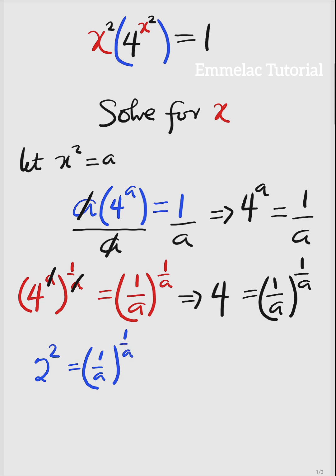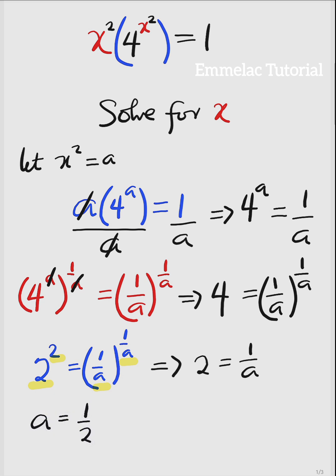Now we can see from this that the left hand side and the right hand side, by comparison, you can see that 2 is raised to itself, then 1 over a is also raised to itself. So by comparison, we can agree that 2 equals 1 over a. So which implies that a will be equals to 1 over 2.